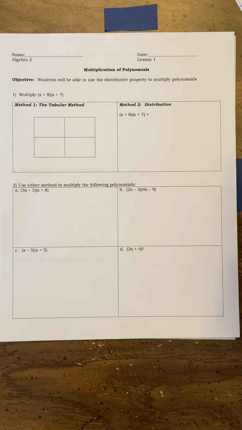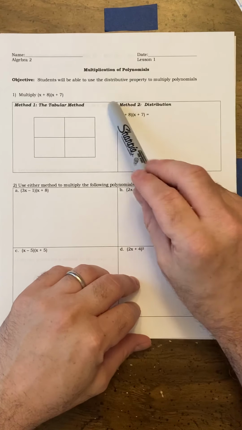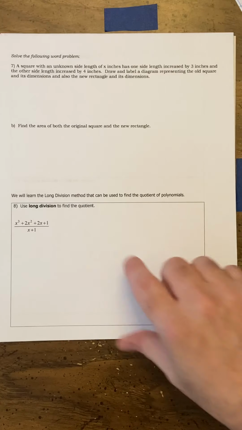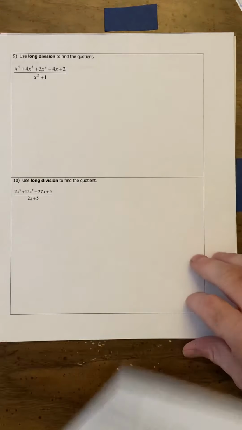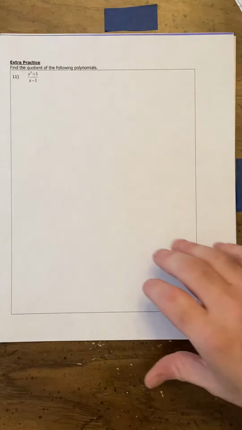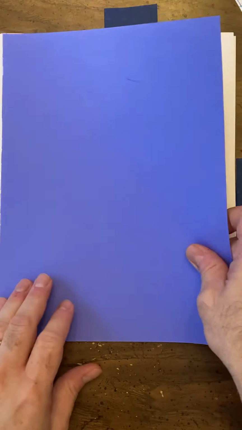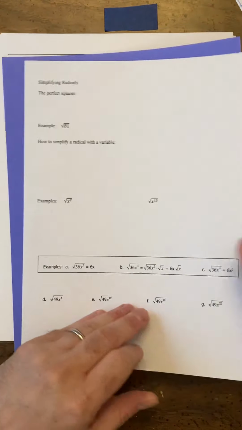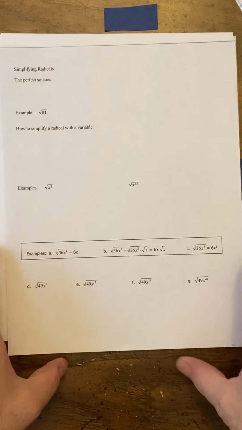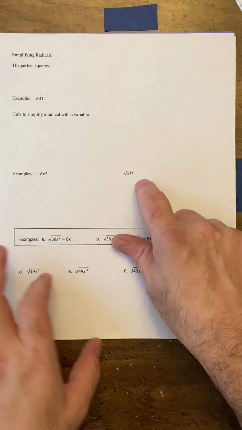And the thing that I want you to keep in mind is that the first few pages, multiplication of polynomials and division of polynomials, we're going to do that live. So what you're going to do starting on the video is this. We're going to start with simplifying radicals. You should just have this page in front of you.